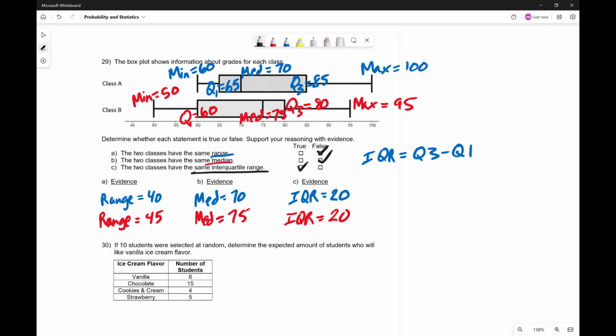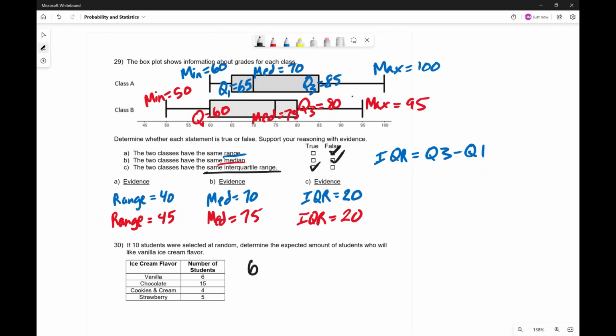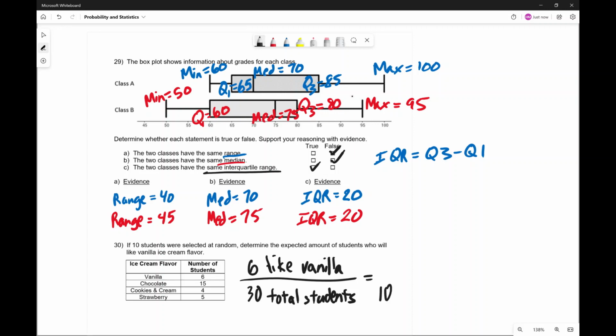Question 30. If 10 students were selected at random, determine the expected amount of students who will like vanilla ice cream flavor. We can see that 6 students like vanilla. And there are a total of 6 plus 15 plus 4 plus 5. That's a total of 30 total students. But what if we only sampled 10 students? How many would like vanilla?